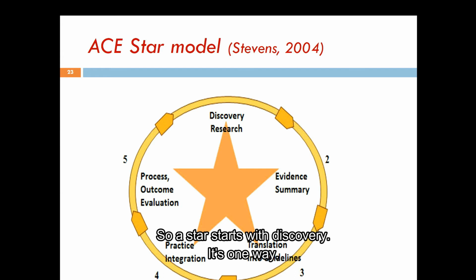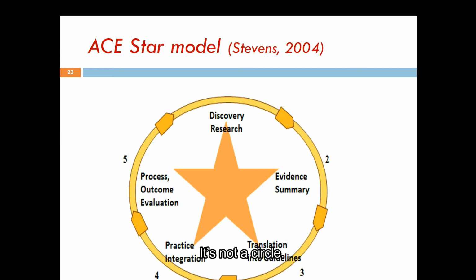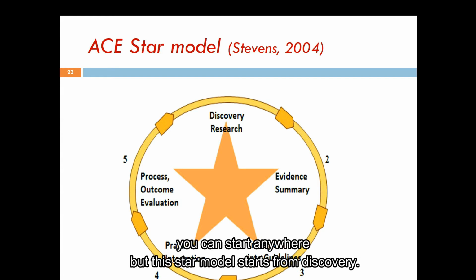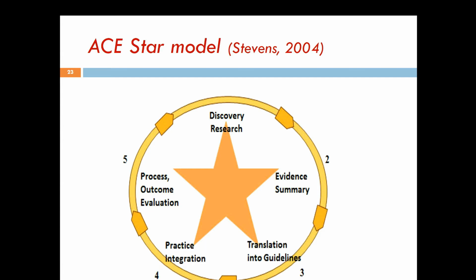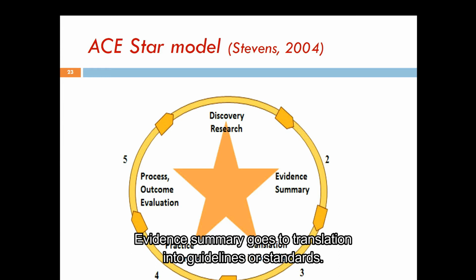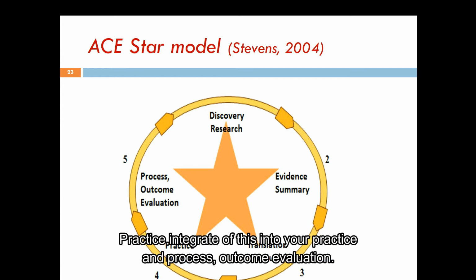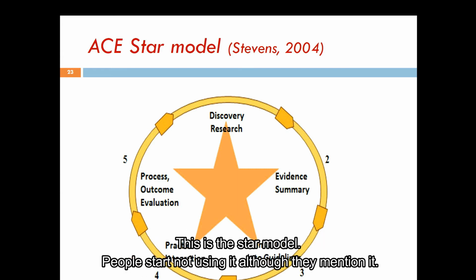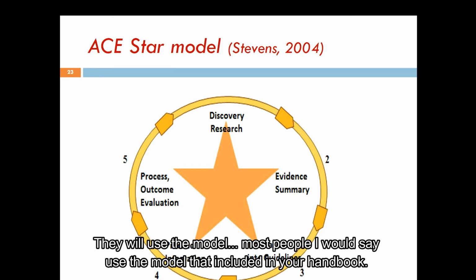STAR starts with discovery, it's one way, it's not a circle. With a circle, you can start anywhere. But this STAR model starts from discovery of research, then discover the problem, or it's a clinical problem that you locate, evidence summary, then go to translation into guidelines or standards, practice, integrate all this into your practice, and process outcome evaluation. Okay, this is a STAR model. People start not using it, although they mention it. They will use the model.